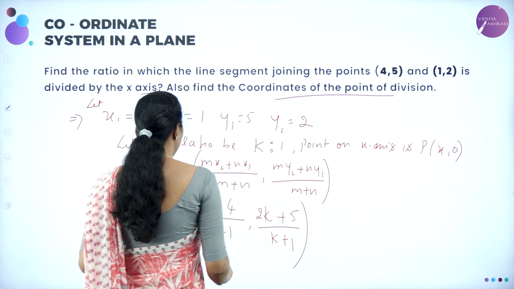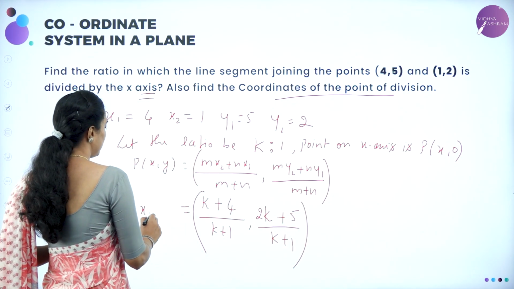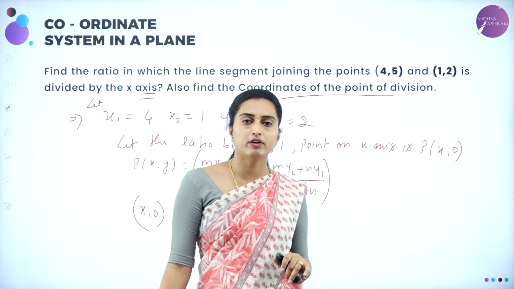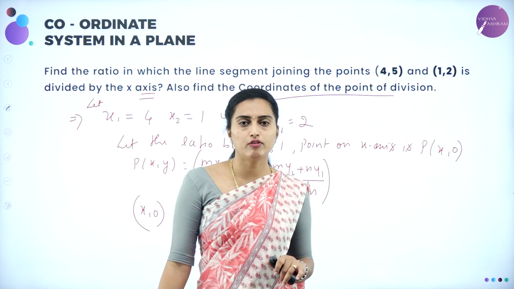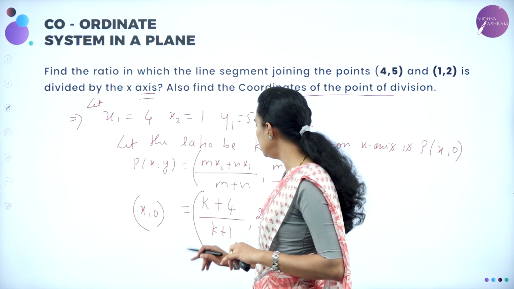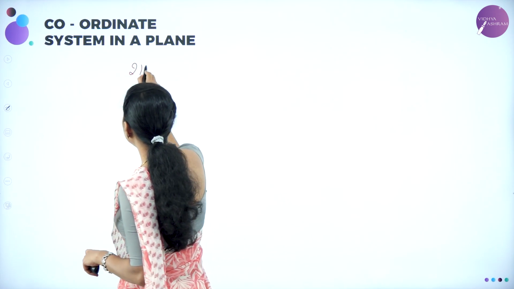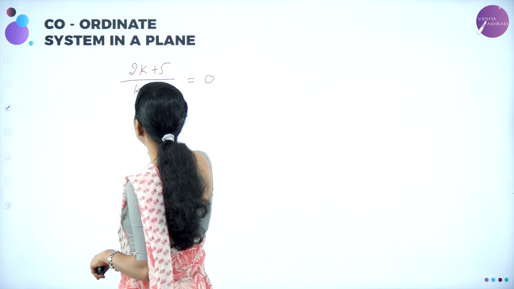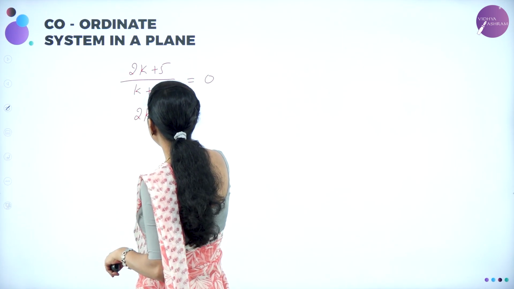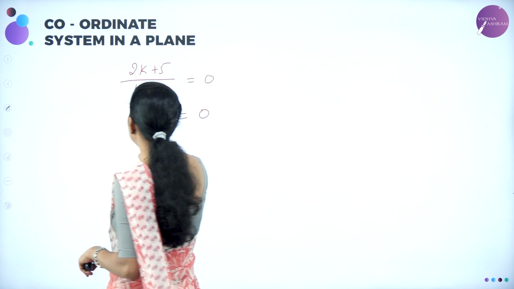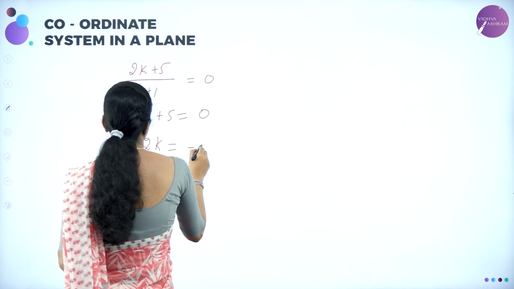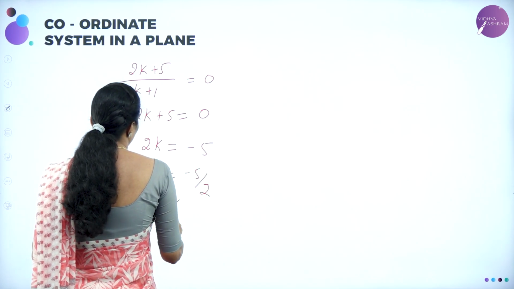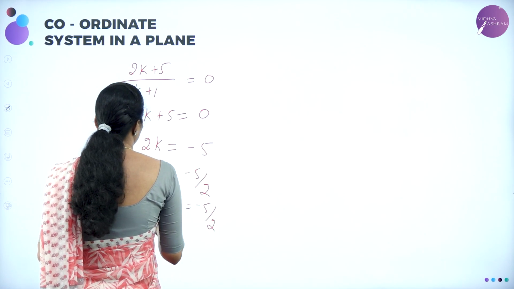Let me find out the coordinate by equating. This will be x, 0. Correct? Since it is x, 0, you are going to find out the x coordinate. Therefore, 2k plus 5 divided by k plus 1 is equal to 0. So 2k plus 5 is equal to 0, 2k is equal to minus 5, or k is equal to minus 5 by 2, or m by n is equal to minus 5 by 2.